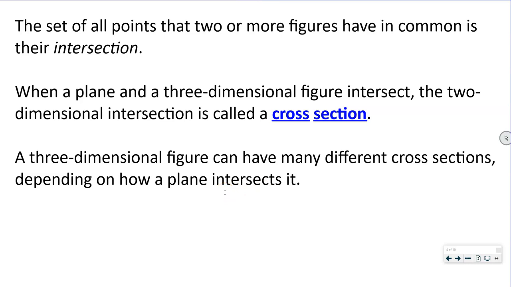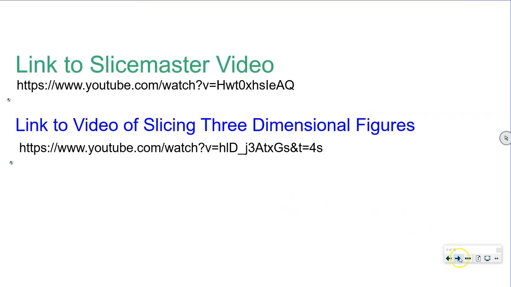First of all, the set of all points that two or more figures have in common is their intersection. So when a plane and a three-dimensional figure intersect, the two-dimensional intersection is what we call a cross section, and that's a blank in your notes. A three-dimensional figure can have many different cross sections depending on how the plane intersects it, okay?